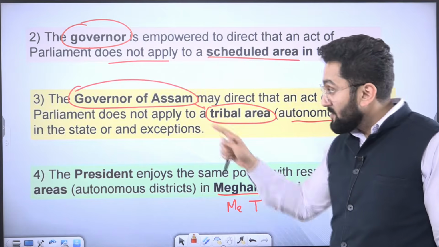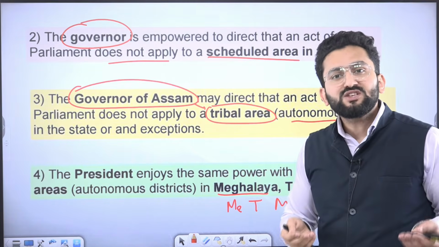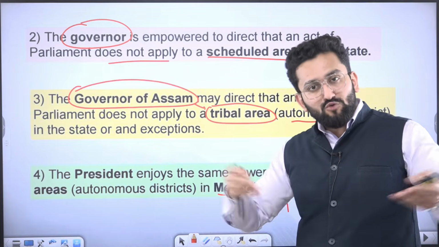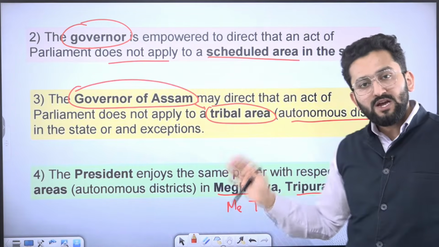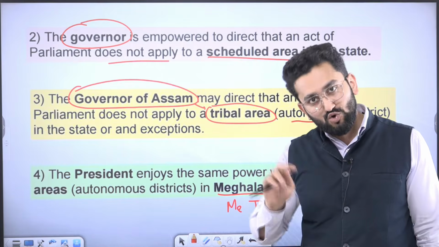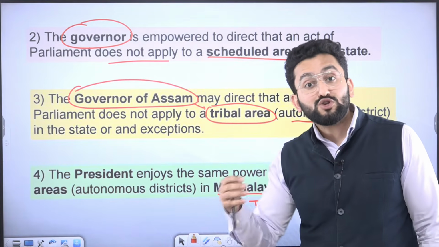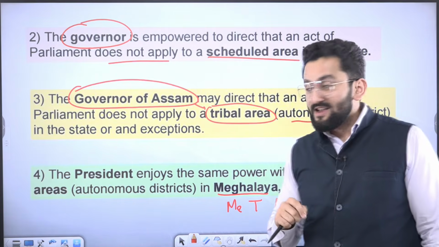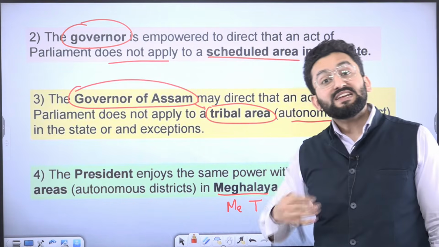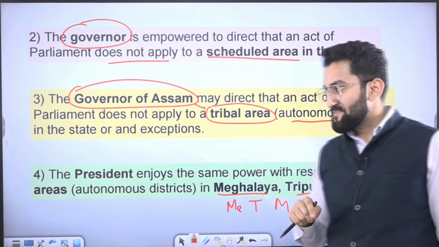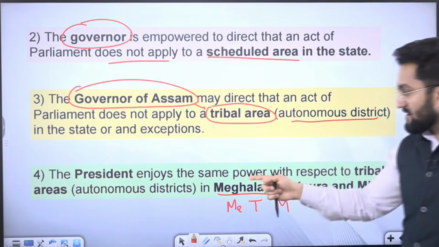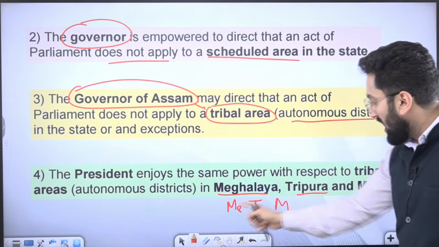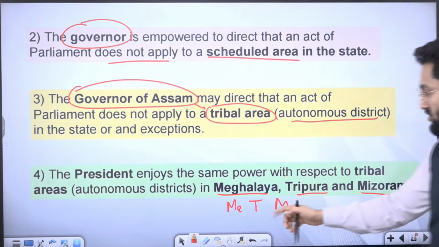Here, point number 2. But it may be possible that due to the demand of these tribals, we have given them autonomous district status. It means when you become a civil servant and you are posted in this area, you will have a district council. You will have the core authority, but to support you, there will be a member from this tribal community. Okay, so this is a step towards inclusiveness. Okay, now another is the President enjoys the same power with respect to 3 states. Please remember Meghalaya, Tripura and Mizoram. You can remember MeTM.